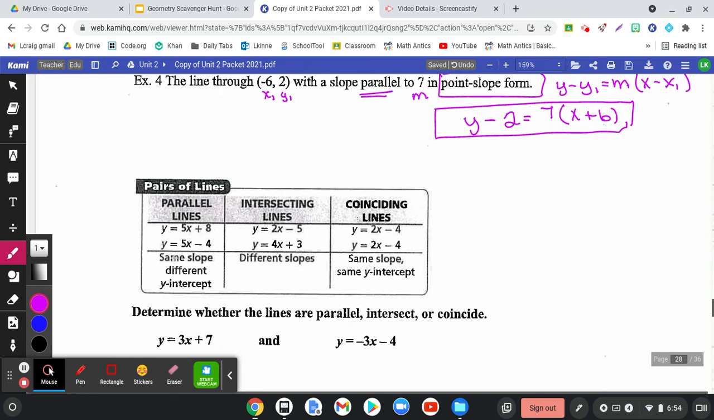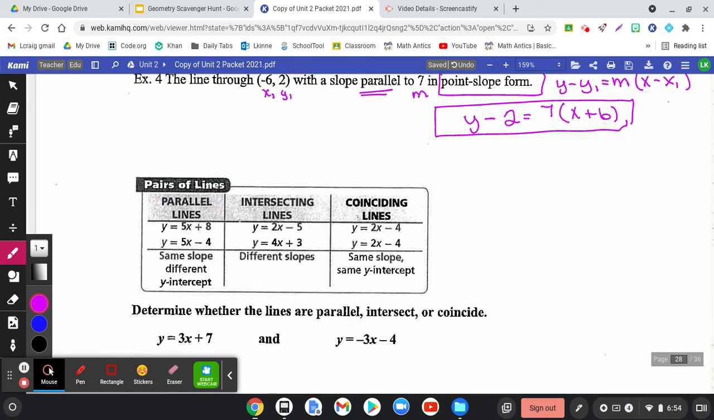All right, a quick review as well. Parallel lines have the same slope. Intersecting lines have different slopes. And coinciding lines have the same slope and the same y-intercept, which makes them the same line. That's all coinciding means. Everything coincides.